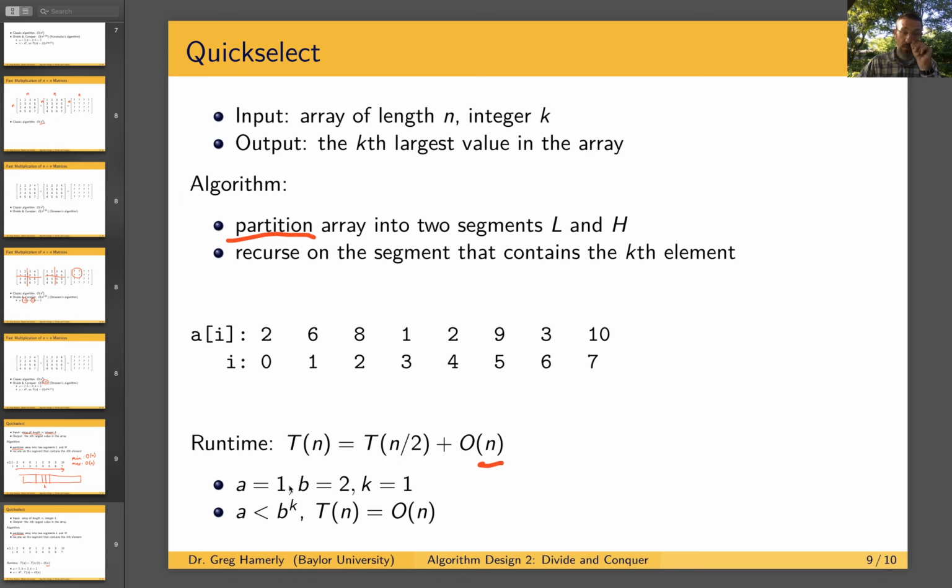So we have a is 1, b is 2, k, the power of n, is 1. So a is less than b to the k, which we haven't seen before. So we would have T of n equals big O of n to the k, which is n, which is linear. Now remember, we could find the minimum element in linear time. We can find the maximum element in linear time. But what quickselect allows us to do is find any kth largest element in linear time. It's a little bit more complicated, but we can do it. It's a very nice, elegant algorithm.